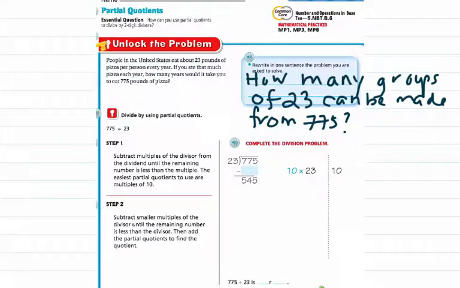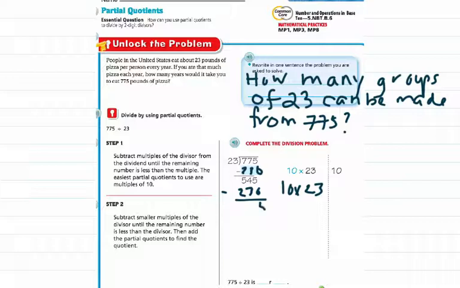23 times 10 is 230. 575 minus 230 is 545. Now we check. This number is greater than 23, so we can keep using a multiple of 23 until this number is less than 23. So again, we do 23 times 10, and we get 230. Again, we subtract.